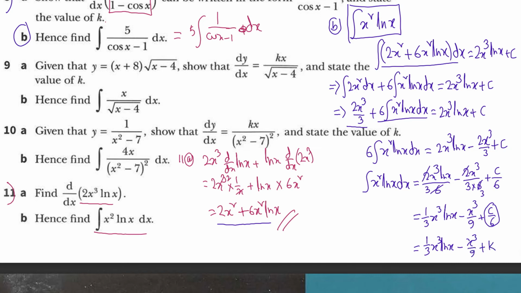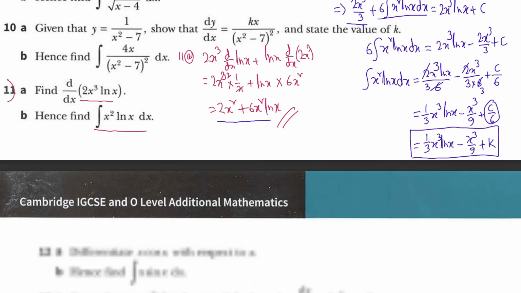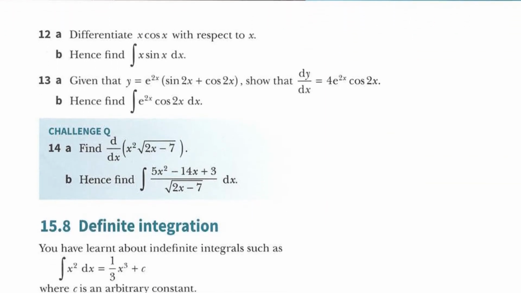This is a constant. 6 by 6 is a constant. We also can write c here. There is nothing wrong, so that would be the answer to this question. Hope you understood the question we are solving from here. Let's move to another question, which is question number 12.